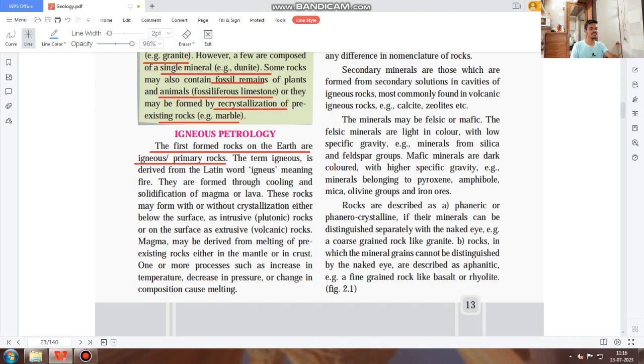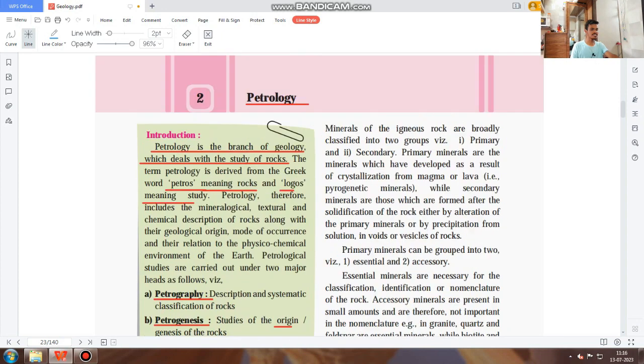The term igneous is derived from the Latin word igneus, meaning fire, through cooling and solidification of magma or lava. Okay, so these rocks may be formed with or without crystallization, either below the surface as intrusive. So below the surface is called intrusive rocks, which are called plutonic rocks, and on the surface is called extrusive rocks, called volcanic rocks. So remember this, important.